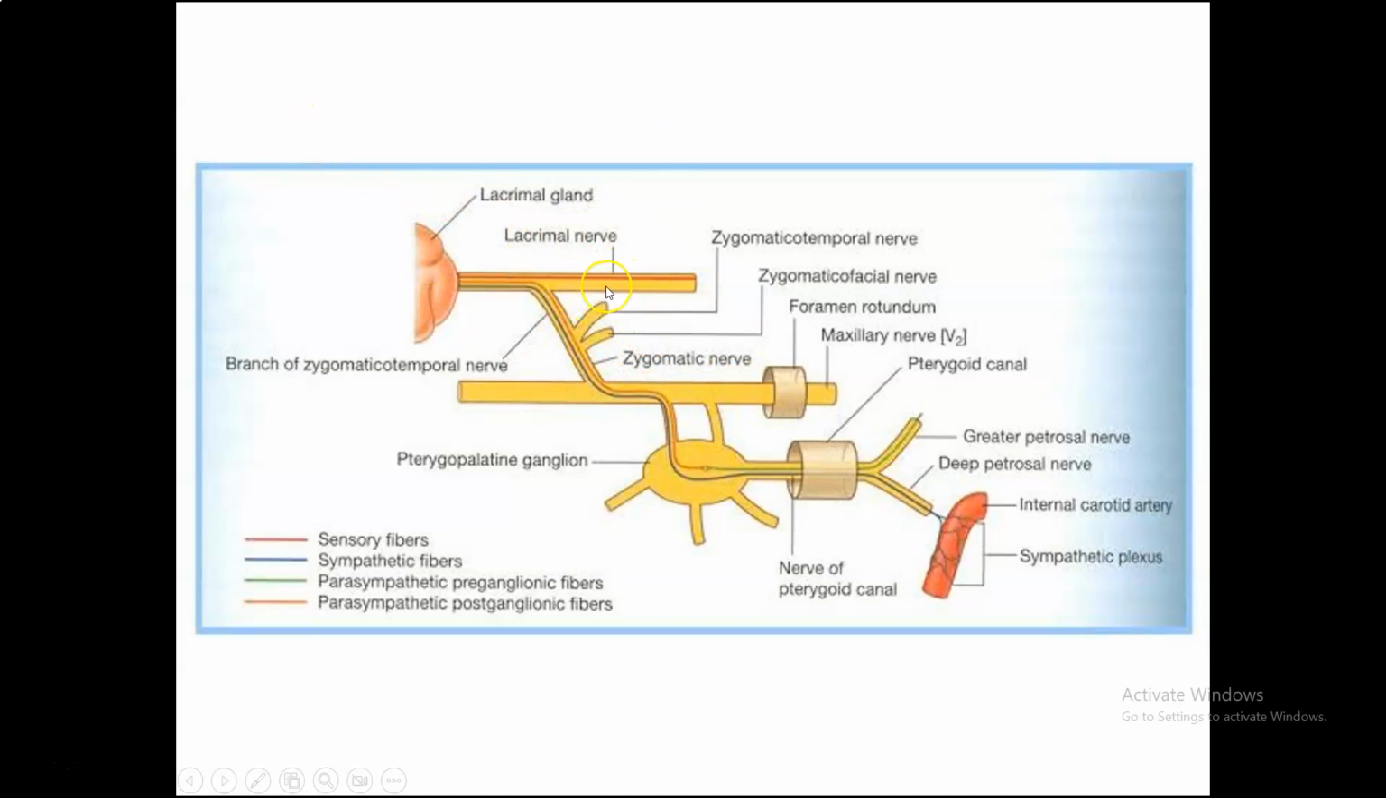of the V1, and the deep petrosal, which is sympathetic, also passes inside the sphenopalatine ganglion but without relay, supplying sympathetic to the lacrimal gland. If you remember, every parasympathetic ganglion has three types of fibers: a parasympathetic fiber relaying, a sympathetic fiber passing without relay, and sensory fibers passing without relay.